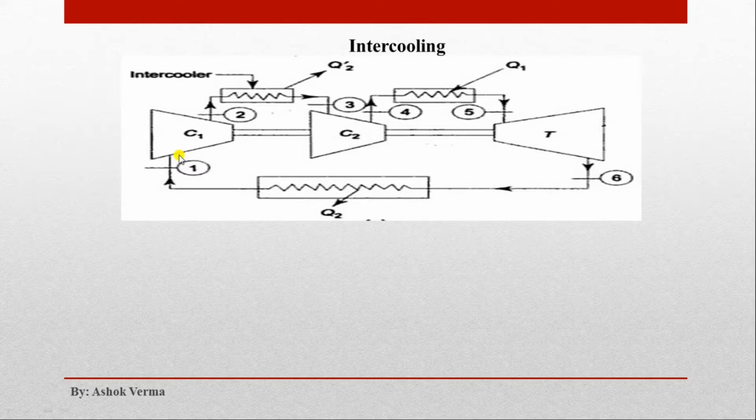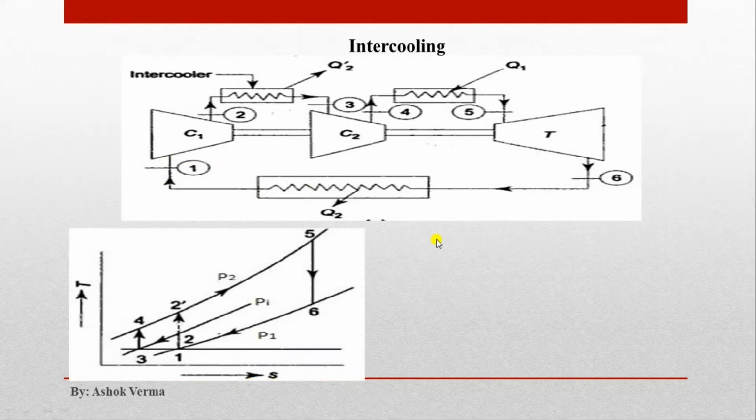So if you decrease the temperature, then its volume will decrease, and if its volume decreases, then the work done on the next stage will decrease. So here we are rejecting the heat, or intercooling the air, between compressor 1 and compressor 2, and then we are sending this compressed air to the heat exchanger, where we are supplying the heat at constant pressure, and then turbine, and then after the heat rejection at constant pressure, this will again come into compressor 1.